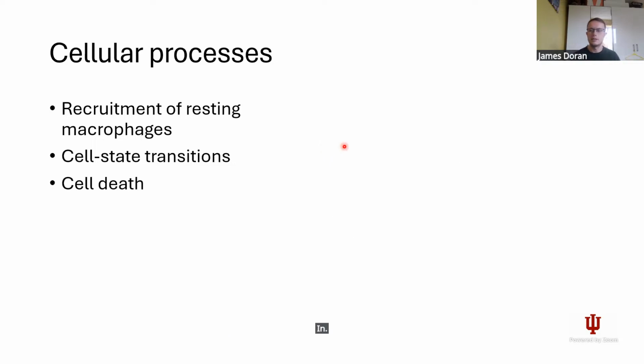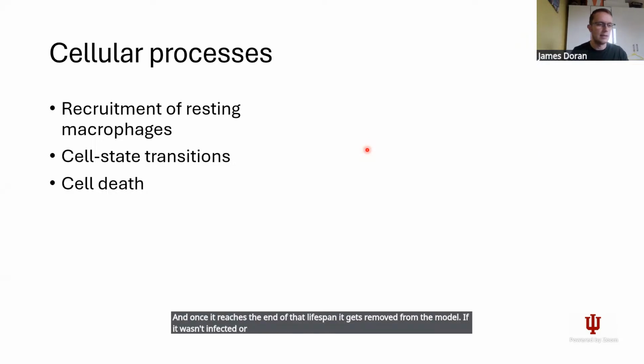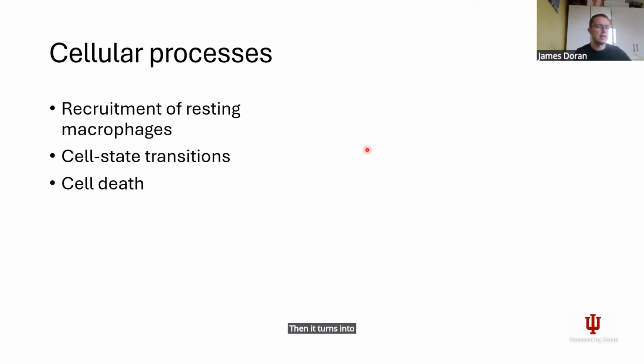In addition to this, we also model cell death. So each macrophage is assigned a lifespan. And once it reaches the end of that lifespan, it gets removed from the model. If it was infected or chronically infected, then it turns into caseum and its intracellular bacterial load is released back into the domain.